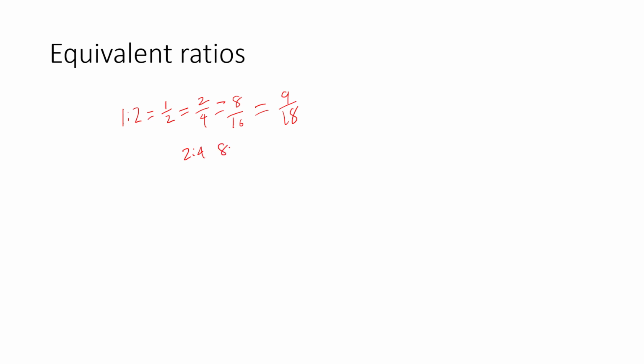So this in turn can be written as ratios as well: 2:4, 8:16, and 9:18. But what is important is you need to know that the ratios are the same, and when you are giving your answer, you need to simplify them as 1:2. So, important thing: some ratios are equal, and in the exam you must simplify the ratio.